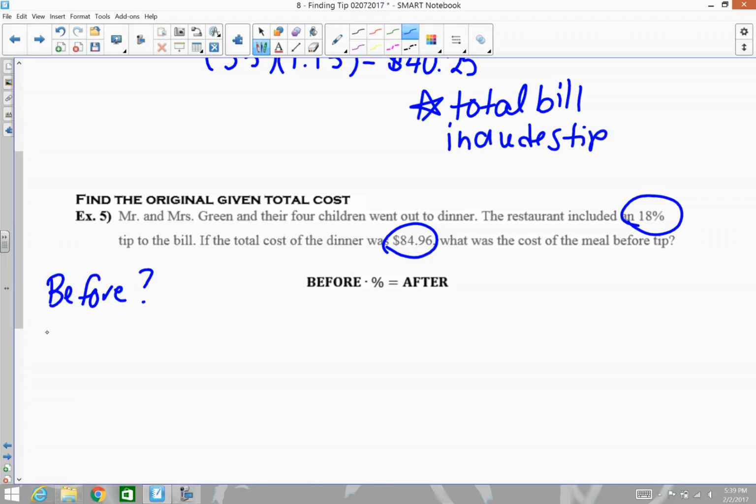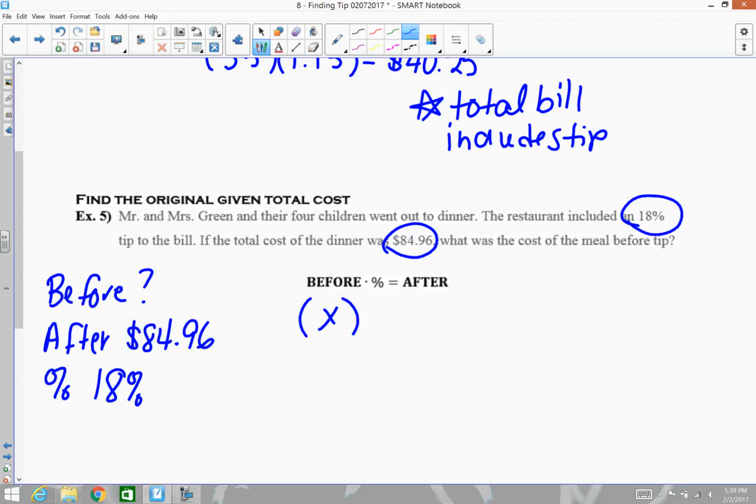We have the after, which is $84.96, and we have the percent tip rate, which is 18%. So we're ready to substitute. Before becomes your X. If you want to use B for before, that's perfectly fine. Your percent, we have to be very careful here. I misspoke. Because this is your total cost, we need our total percent.